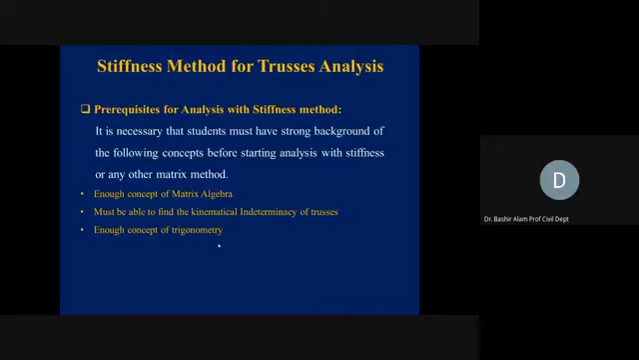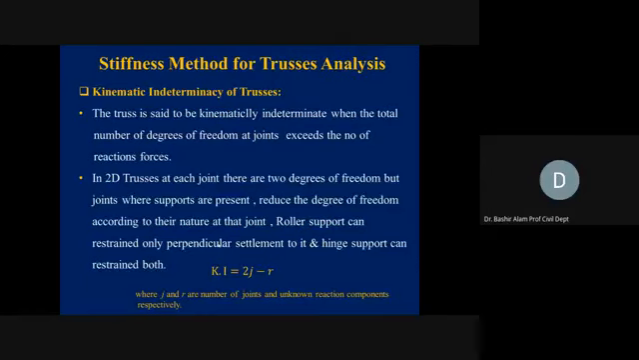You should be having enough concept of matrix algebra, must be able to find the kinematic indeterminacy of trusses, and enough concept of the geometry, trigonometry is also important. Now, kinematic indeterminacy of trusses, how we find out? We will be discussing plane trusses, 2D trusses. So, regarding the 2D trusses, we will be discussing how we find out this kinematic indeterminacy.